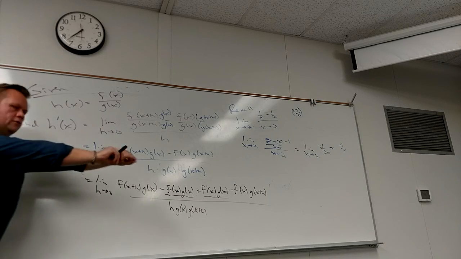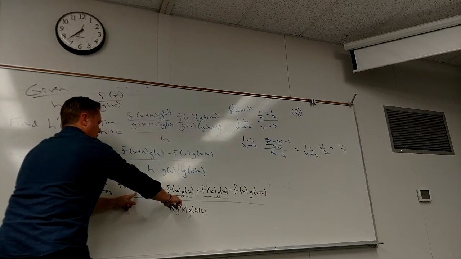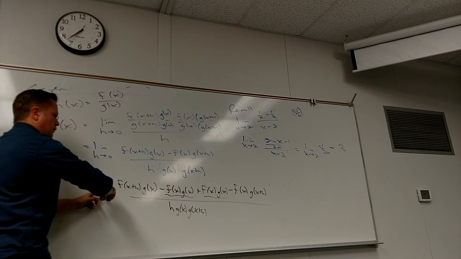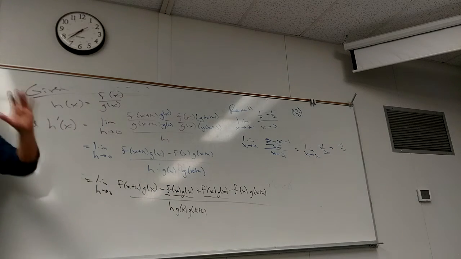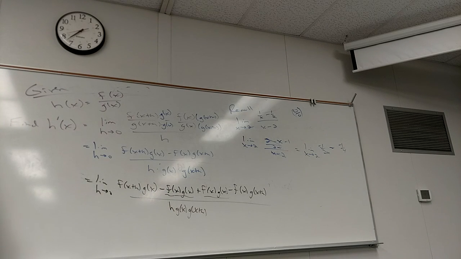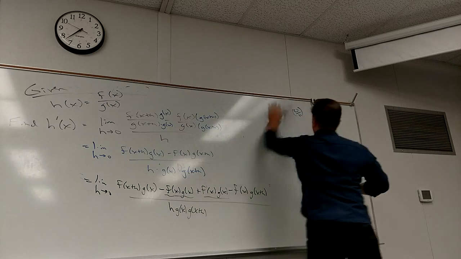Now, do you see what happened since I did this? What do these two have in common? g of x. So I could take a g of x out, and then I'm left with f of x plus h minus f of x over h. You should know that form. You should know what that is. So we put that over here.